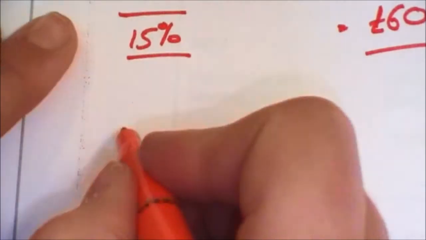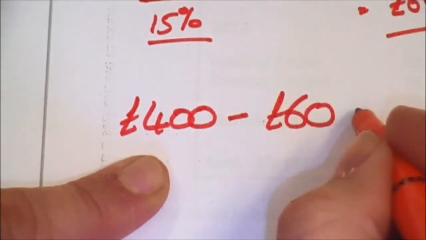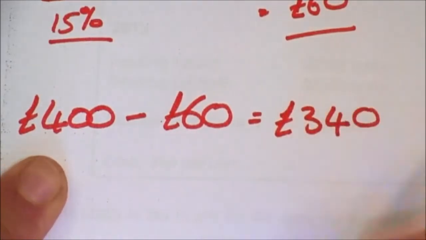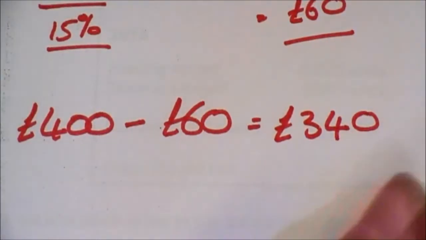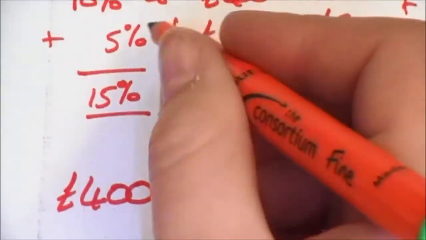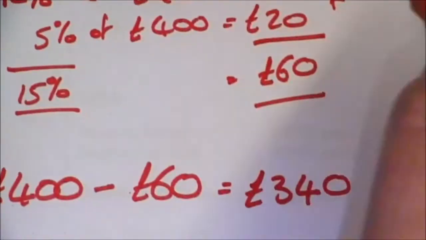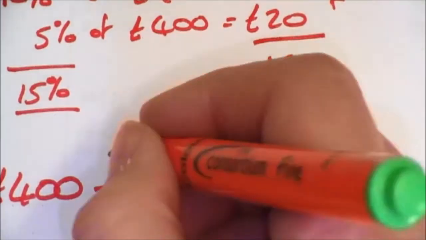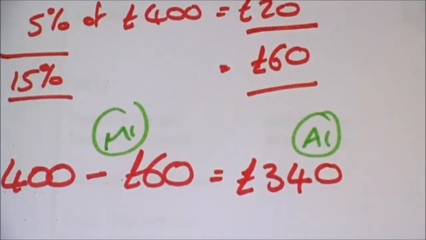He's paid that £60. So what's he got left to pay? It was £400. He's paid off £60 of it. He's now left with £340 to pay. So the answer is 340. It's a 3-mark question. You get 1 mark for showing that you need a correct method of finding 15%. You get the 2nd mark then for actually having the subtraction shown, and then you get the final answer mark for getting 340.